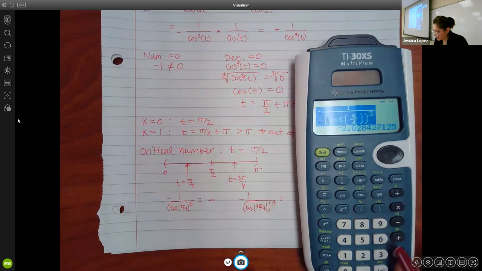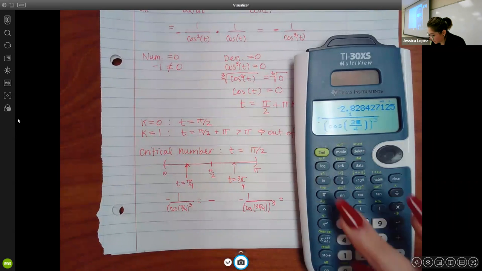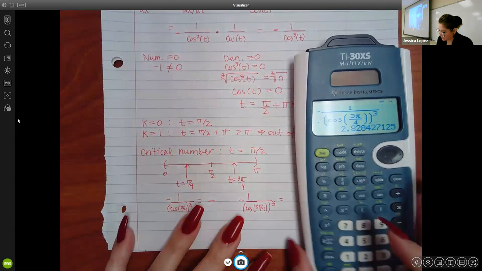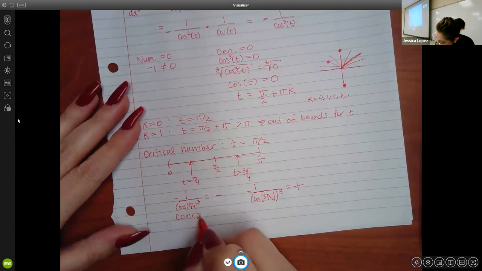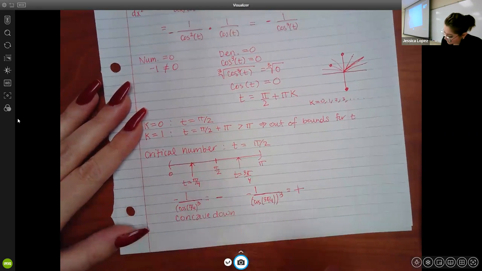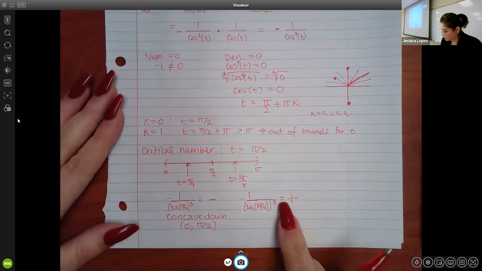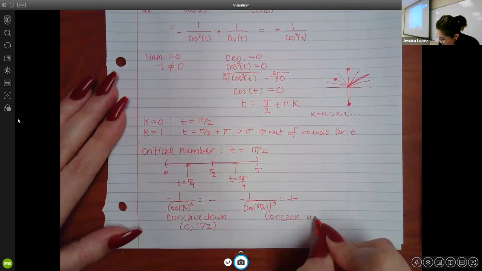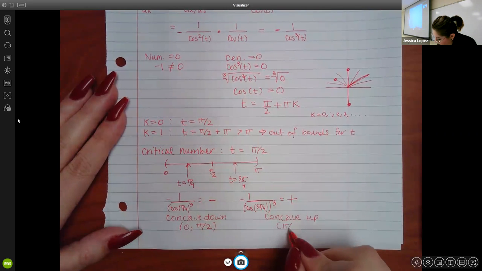Now I'm going to do the same thing again, but I'm going to add a 3 in front of that pi. So 3 pi. And then try it again. And this one gives me a positive. So that means it's concave down for this interval, which is 0 to pi over 2. And since this one's positive, it's going to be concave up for this interval that I was testing, which is pi over 2 to pi.